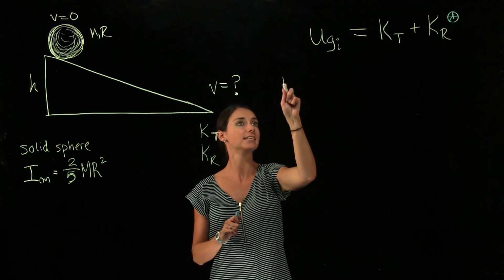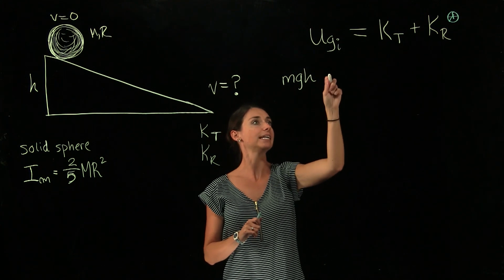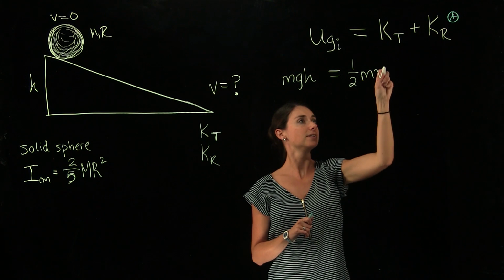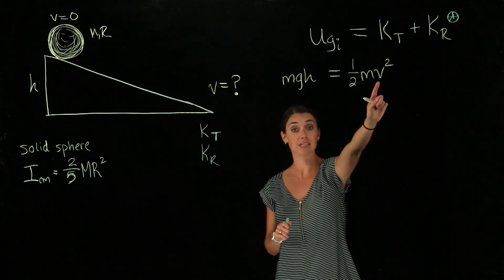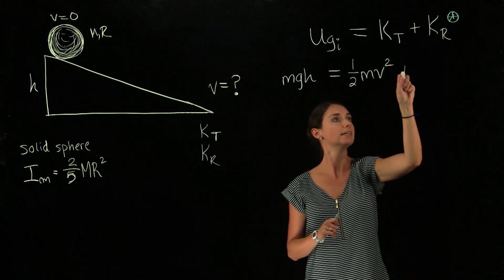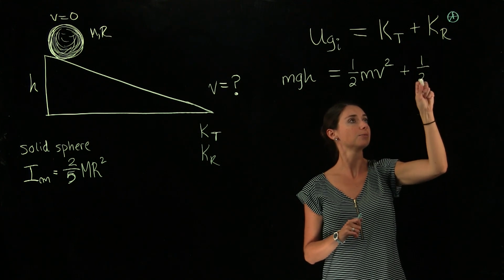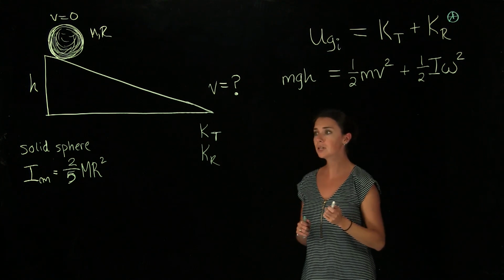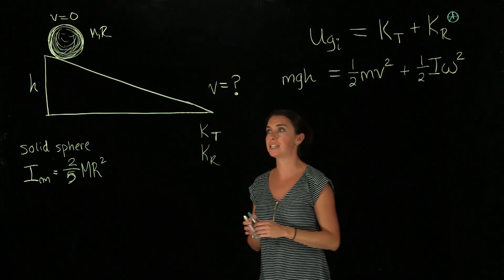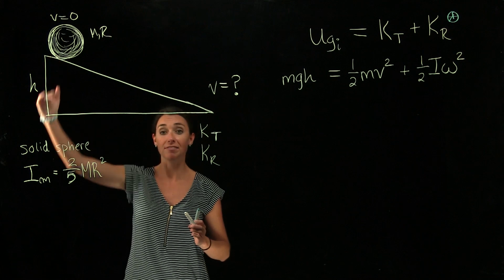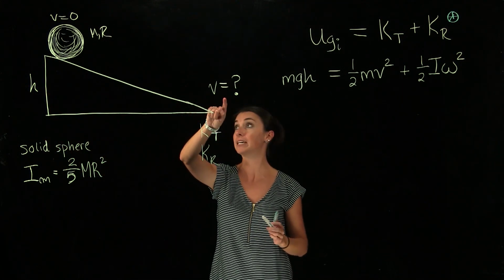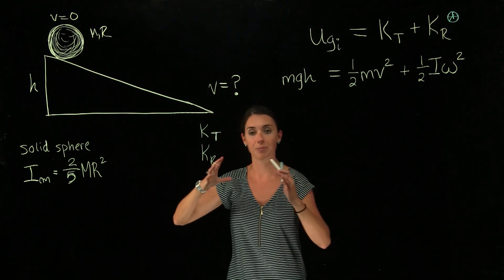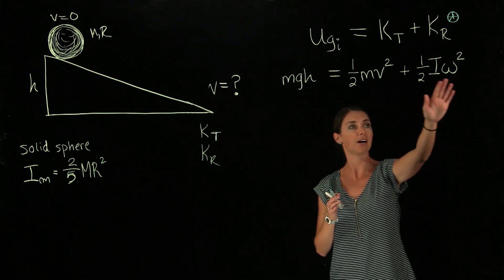So I know that this is mgh, this one is 1/2 mv squared. That's ultimately the v that we're looking for. And then Kr, we just learned, is 1/2 I omega squared. So if I look at the information that I'm given, I probably have the height of this. We're looking for v, mass of the sphere, radius of the sphere, I know how big it is, but I'm missing some of these other things.